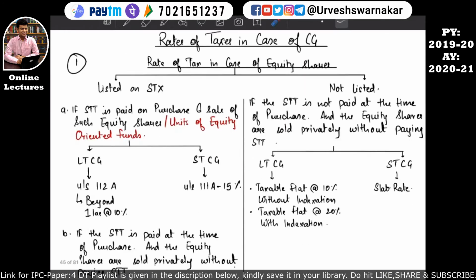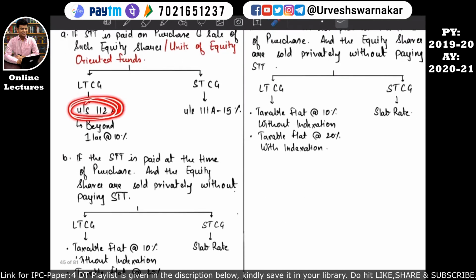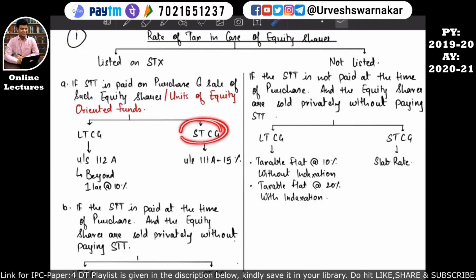Okay, so now let's revise rates of taxes in case of equity shares where such equity shares are of a company which are listed on a stock exchange. Then point number A says that if STT is paid on purchase and sales of such equity shares or unit of equity oriented fund, then long-term capital gain calculated on such listed equity shares will be taxed as per section 112A. I hope this is quite clear to you all. But for example, if short-term capital gain is derived on these listed equity shares, then tax will be calculated as per section 111A at the rate 15% on this short-term capital gain. I hope this is quite clear.